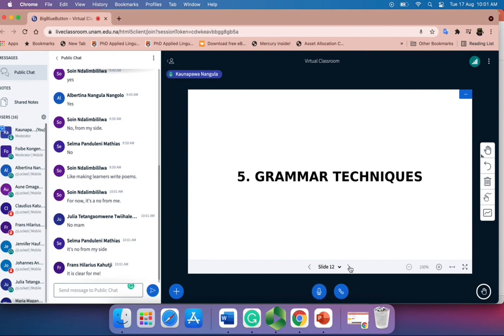Now we're going to look at the techniques that you can use in teaching grammar. So earlier we have looked at the approaches. Now we are looking at the techniques. I should ask you, what is the difference between grammar teaching approaches versus grammar teaching techniques? What is the difference?